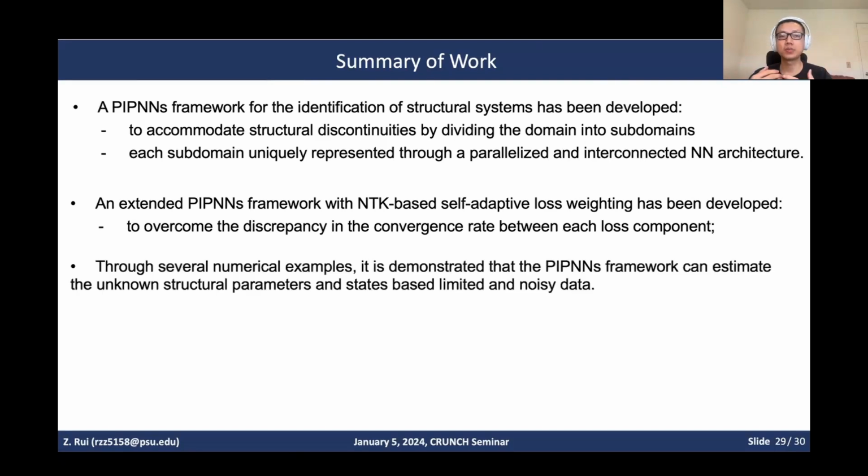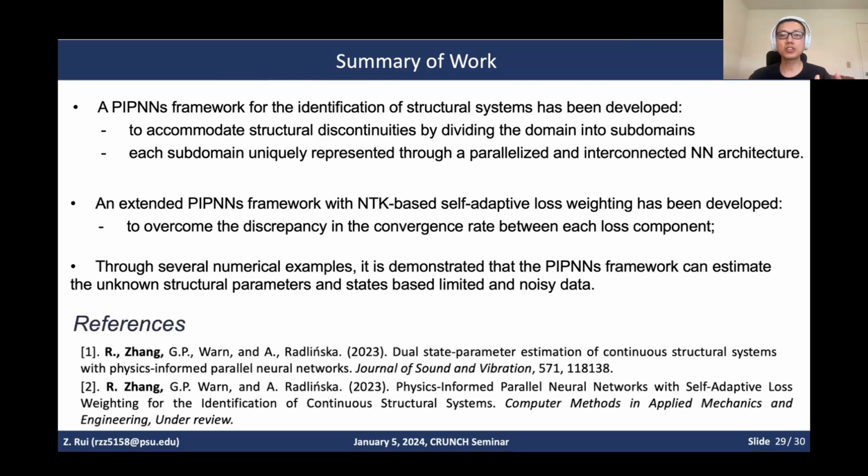And we applied it to one particular example to demonstrate that it can be used to estimate those structural parameters and also to predict the full states, just based on limited and noisy sensor data. And all this work is based on two publications. One is public, and the other is under review. So that's about my work.